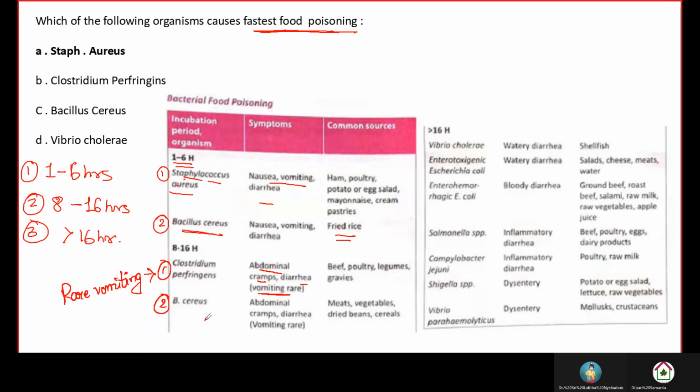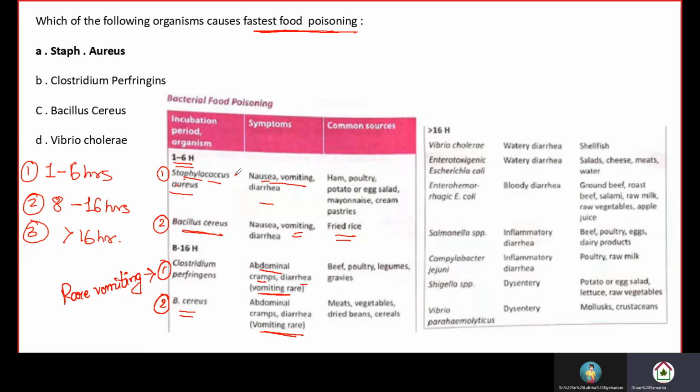Also, B cereus, if it occurs between 8 to 16 hours, then B cereus. Then also vomiting is rare. But in case of acute food poisoning, there will be vomiting, nausea and diarrhea.